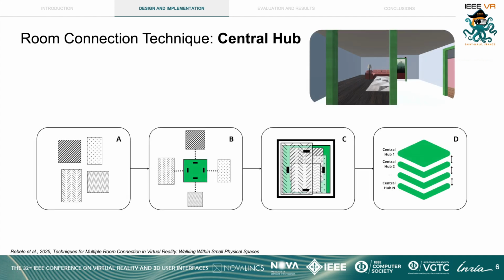The central hub technique adds an extra room that connects all other rooms. The system first distributes the rooms around the hub, ensuring an even layout. Each room is then linked to the hub using portals, maintaining consistent spacing and alignment. If the environment has multiple hubs, they are connected through an additional system, such as an elevator-like transition. This method simplifies navigation, making it easier for users to recall room connections.